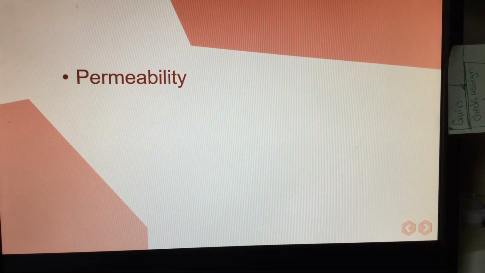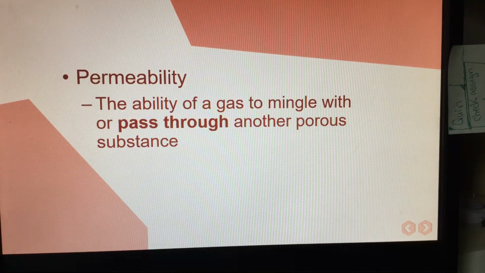Gases have permeability. This is the ability of a gas to mingle with or pass through another porous substance. So picture little tiny gas molecules being released and then mingling with other gas molecules. This permeability is one of the reasons you can smell something through a piece of paper, or you can smell something maybe coming up through cement. Cement is porous. You might smell or sense gas particles coming through.